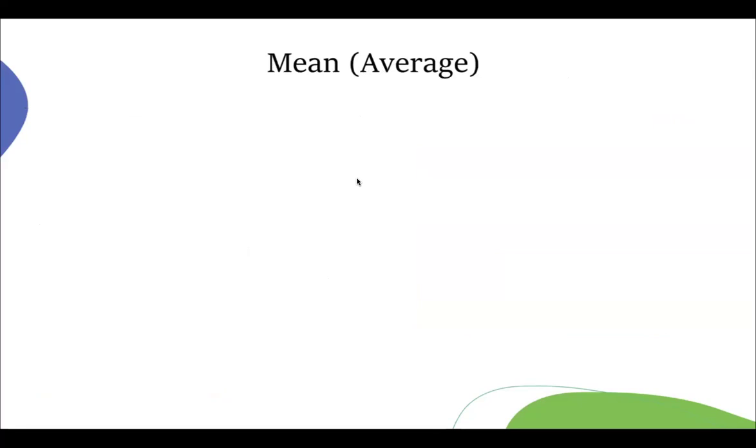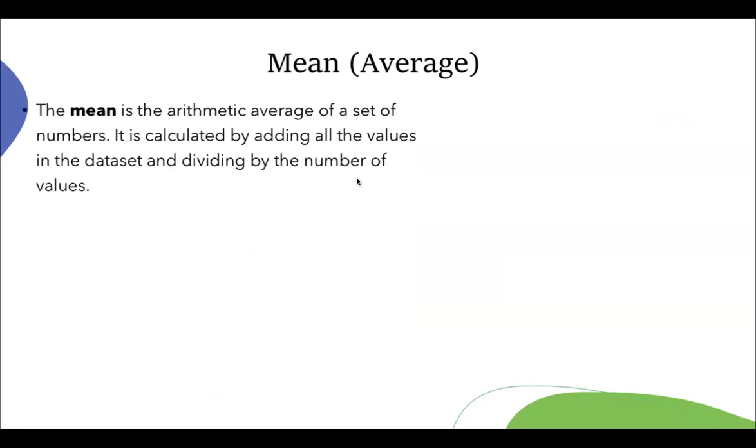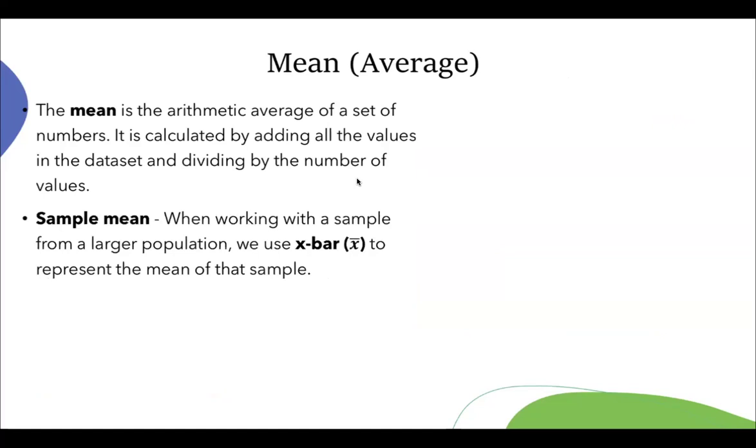So we'll start with the mean, which is commonly known as the average. It's the average of a set of numbers. It's calculated by adding all the values in the data set and dividing by the total number of values. So if you're dealing with a sample, the sample mean is the sum of all the sample values divided by the size of the sample.